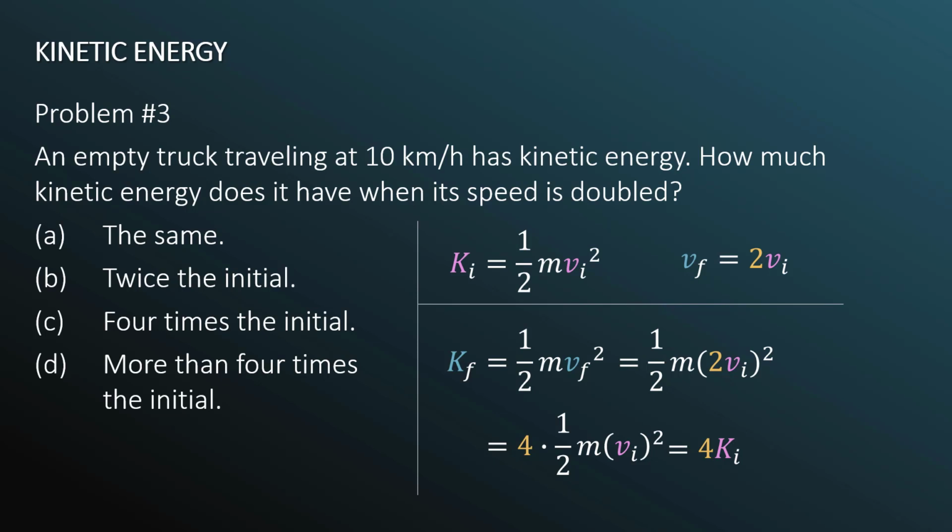If you triple the speed of an object, the new kinetic energy is 9 times what it was initially. And you can see this because the speed is squared. So whatever multiple you raise the speed by, you must square that multiple to see how much you raise the kinetic energy by. So the answer here is 4 times the initial.